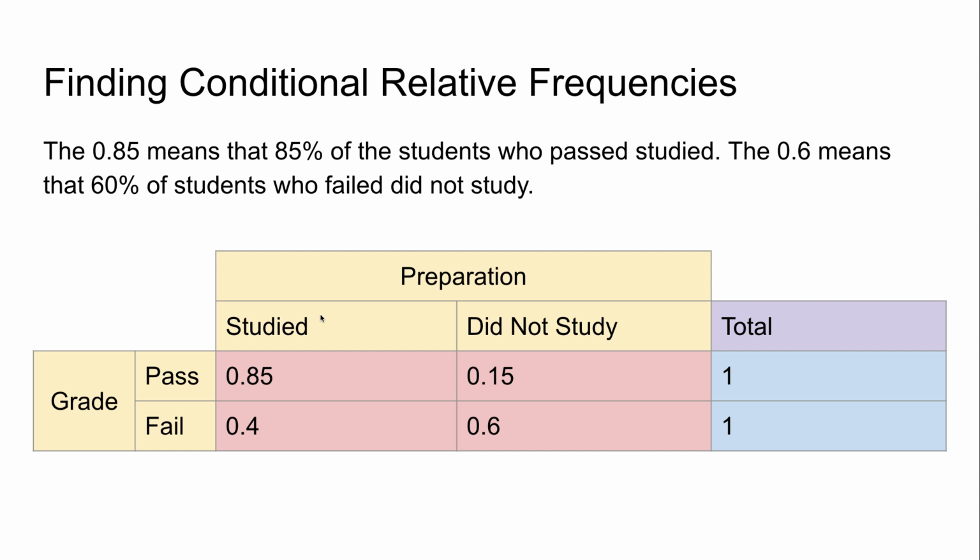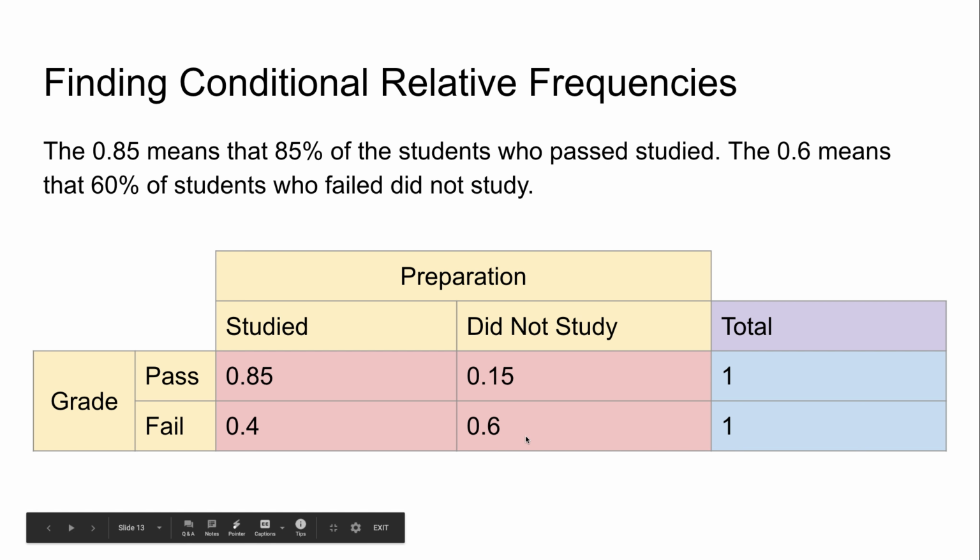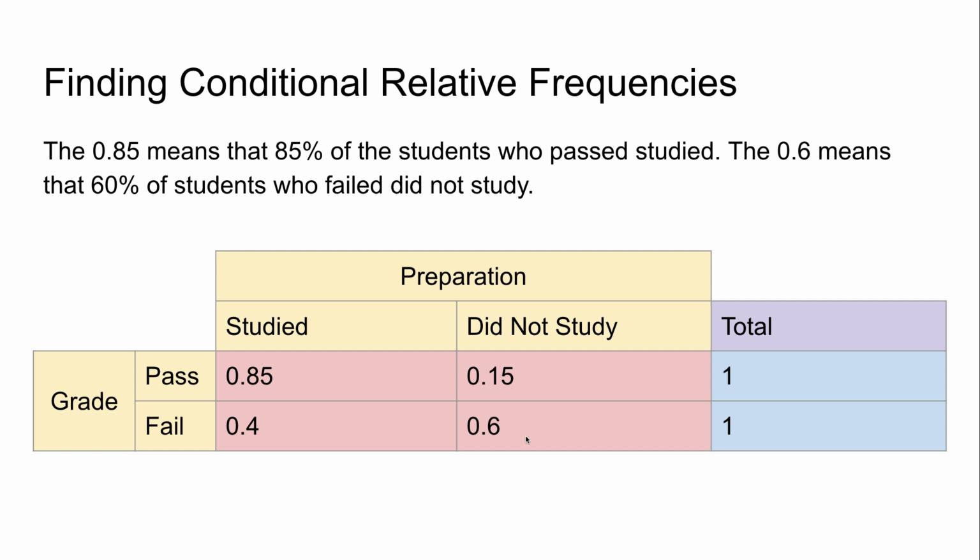And as another example, the 0.6 over here means that 60% of students who failed, because notice we're in the fail row, 60% of them did not study. So that's just to put these numbers in context: what do they actually mean in this situation?